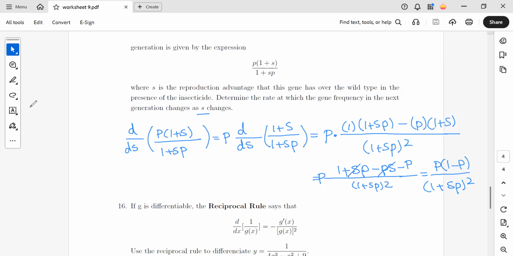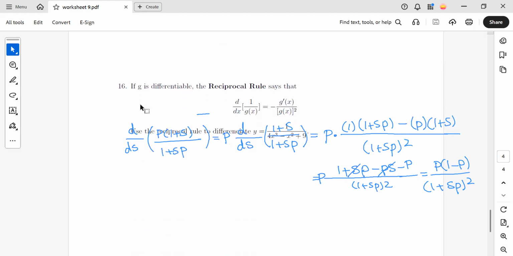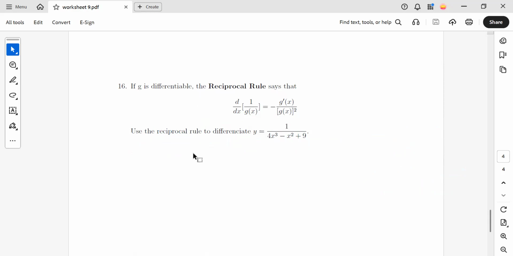Number 16 is the reciprocal formula. You don't have to memorize this, but based on my experience, it is good if you remember this formula. It helps and saves time. So whenever you have a reciprocal of something, you can find the derivative directly without following the quotient rule or maybe the power rule, by writing the derivative as negative the derivative of the denominator, whatever it is, over the denominator squared.